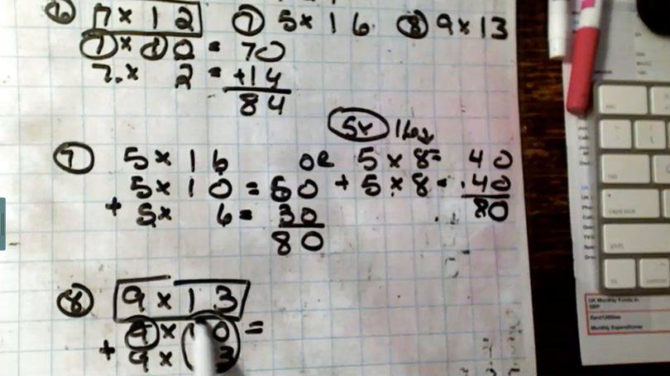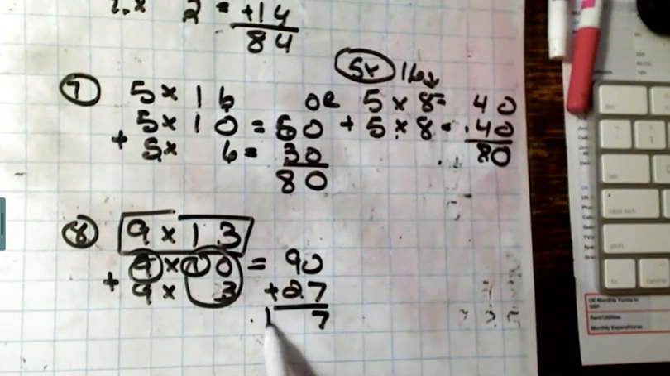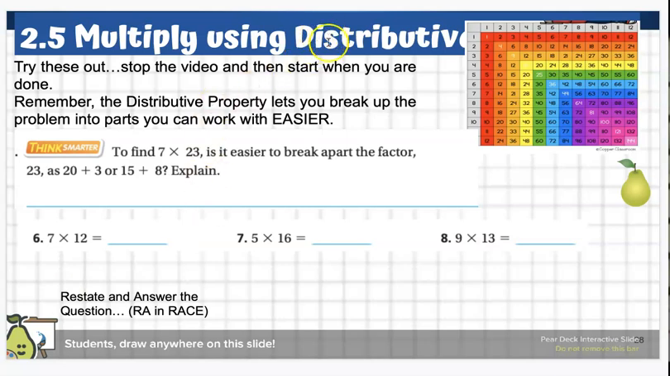Well, what's 9 groups of 10? 90. And what's 9 groups of 3? 27. So do you have to know your multiplication facts? Oh, yeah. There's no way to get around this without it. All right? So that is what the lesson was about previously when you were using the distributive property.